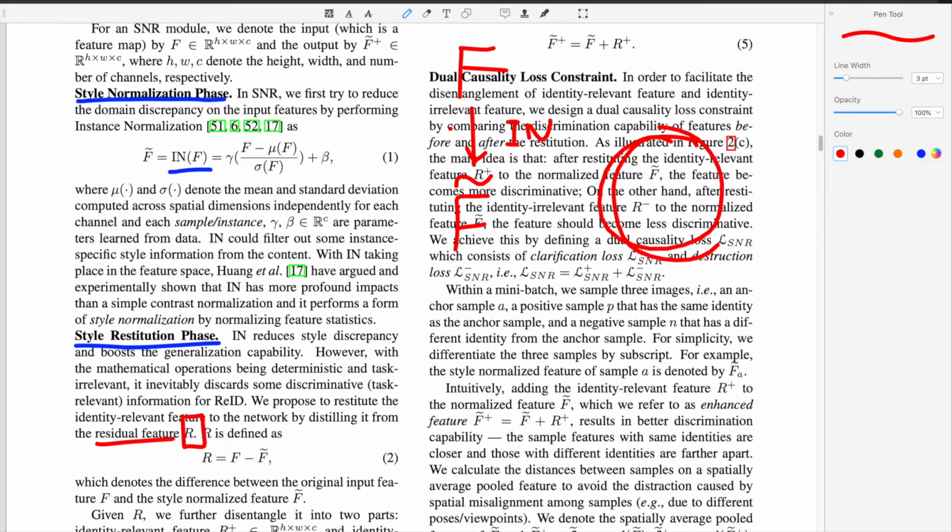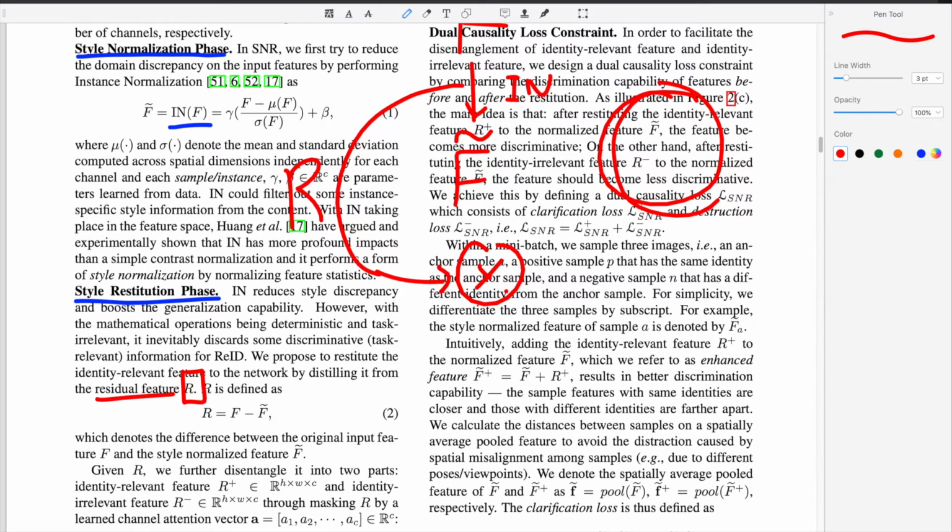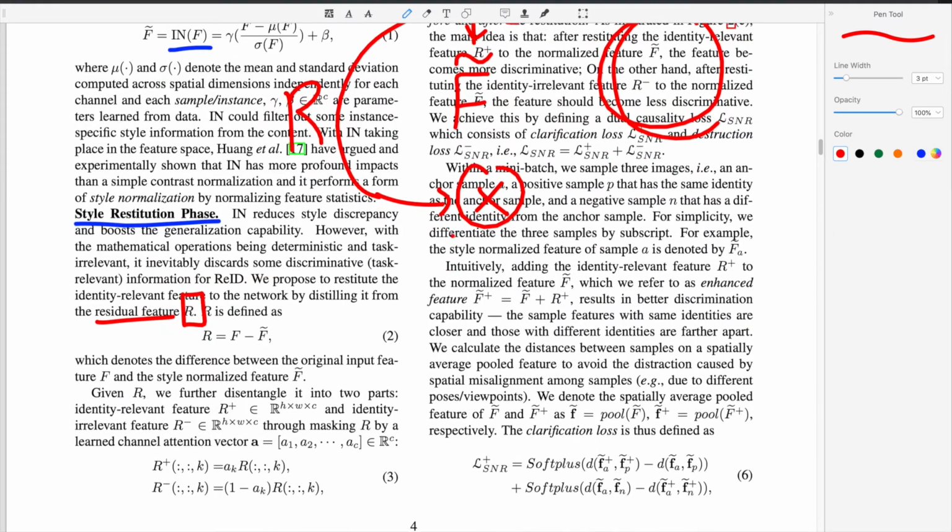Among this R, which is the style information, we want to selectively choose the features that are actually relevant to the identity of the person, and reintroduce them back to f squiggly by simply adding them. The way this paper selectively chooses parts of R is by multiplying it with a vector A across the channel axes.